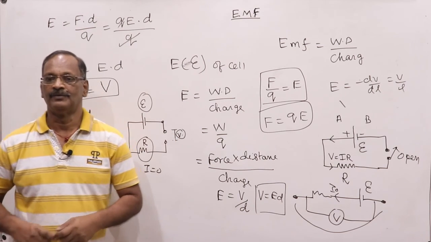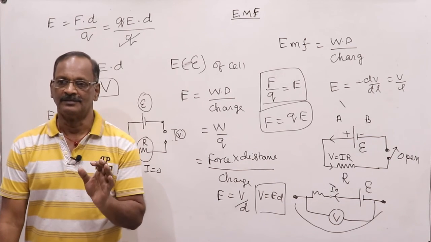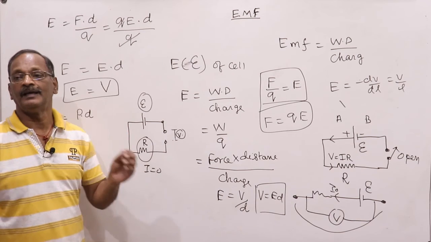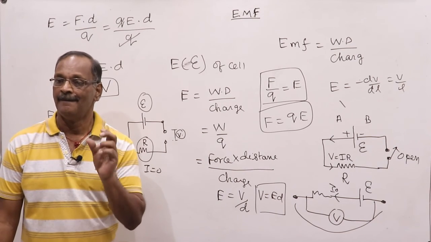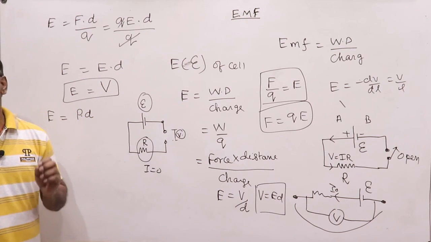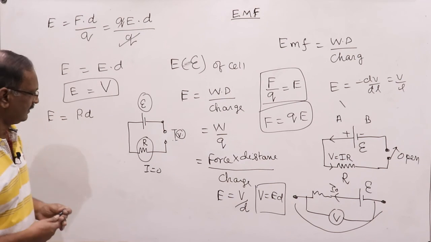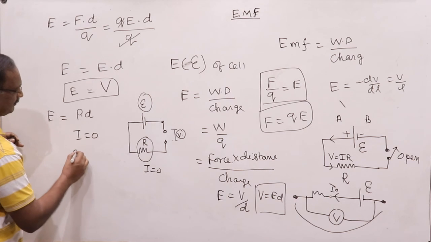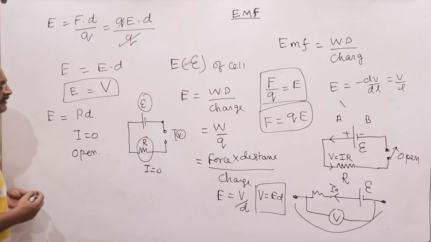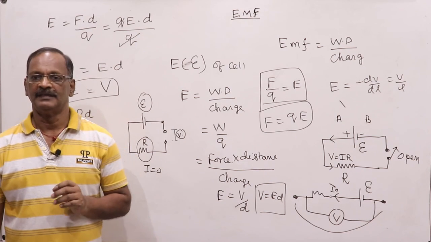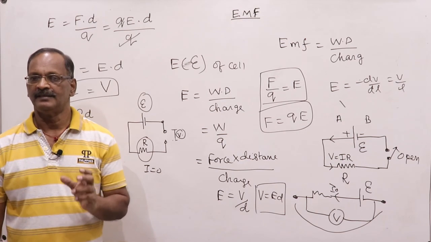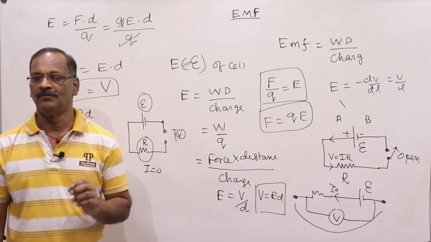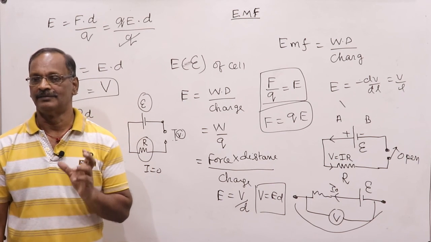So we can say, therefore, the EMF of the source, which gives the EMF, is equal to the potential difference between its terminals in case of open circuit, when the current is equal to 0. I once again repeat, the EMF of a cell is equal to the potential difference between its terminals in case of open circuit, that is I is equal to 0.